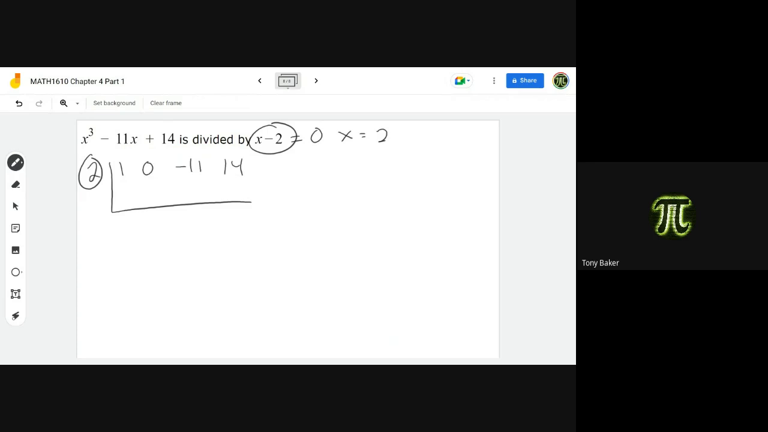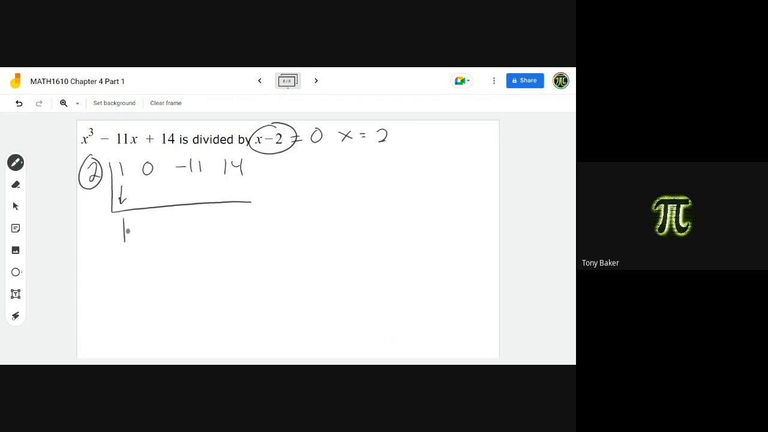All right, so first thing, anybody have any questions with how I set it up? Does that make sense, the process? Okay, because now we have to do the work. And that's a process in and of itself. All right, so first number just comes straight down.